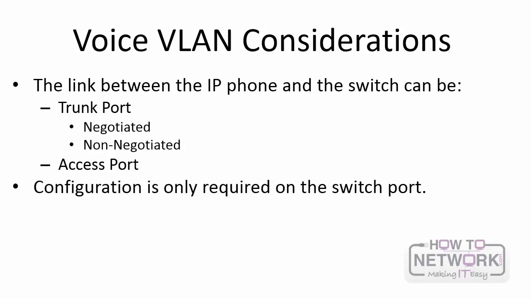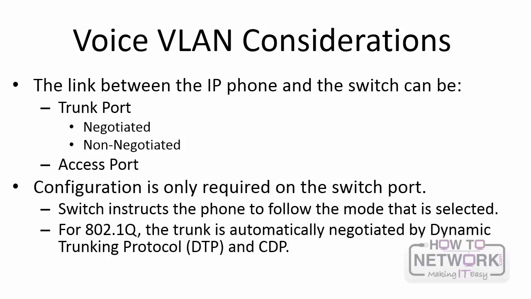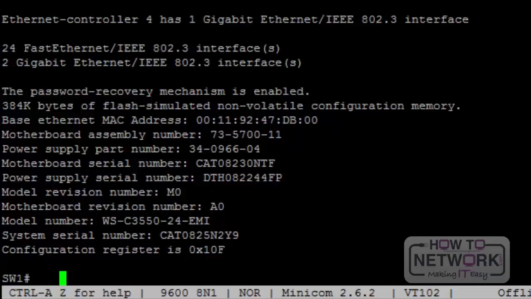To configure the IP phone uplink, you just need to configure the switch port where the phone connects. The switch then instructs the phone to follow the mode that is selected. If an 802.1q trunk is needed, the trunk is automatically negotiated by DTP and CDP. So let's jump into the lab. Now, you can configure the IP phone uplink as a trunk or non-trunk as you remember.